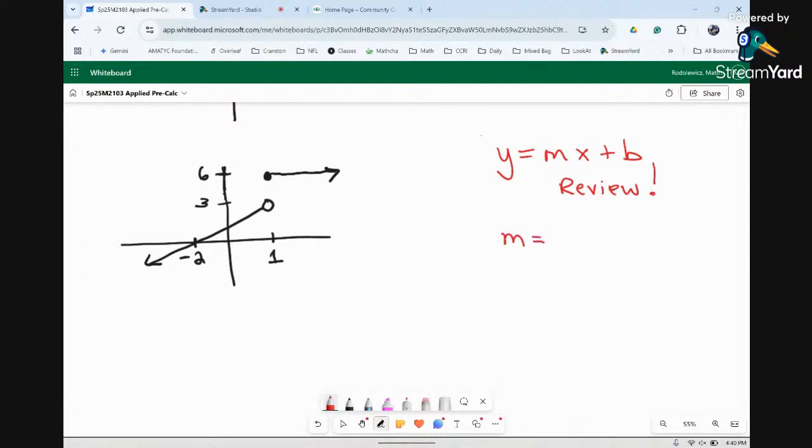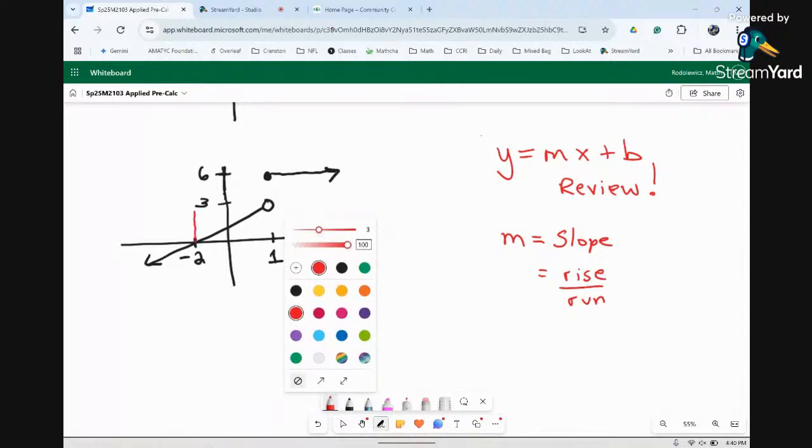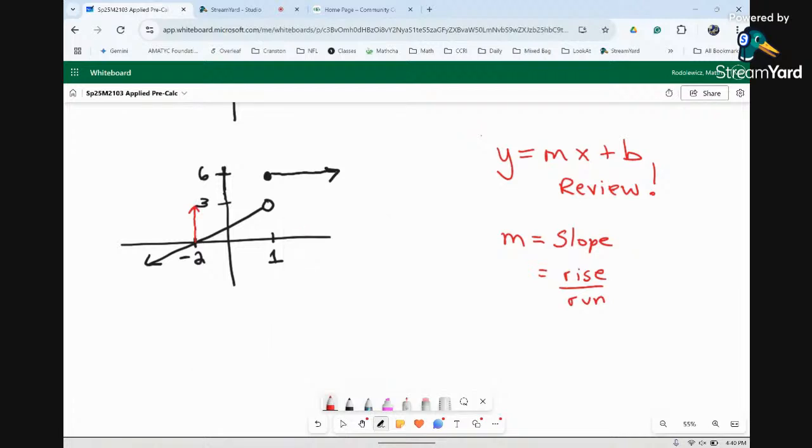Who remembers what m is? Slope. Who remembers how to calculate slope? Perfect. It's a ratio. It's a fraction. Where we can say, if I'm at -2, comma 0, how much did I just rise? 3.